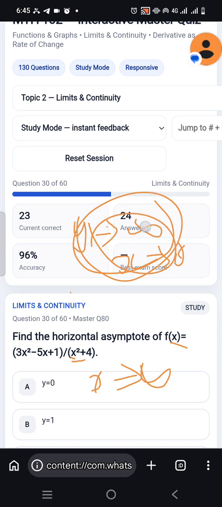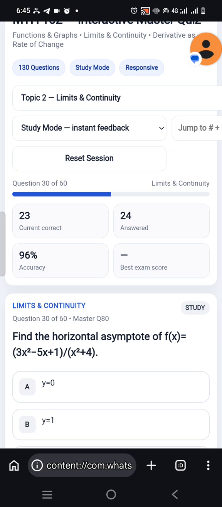Vertical is the y-axis, it tends to infinity. Horizontal is the x-axis, it tends to infinity. So let's look for the value when x tends to infinity. I already told you to just pick the highest power in the numerator and the highest power in the denominator, then divide the coefficients. So y actually tends to 3.